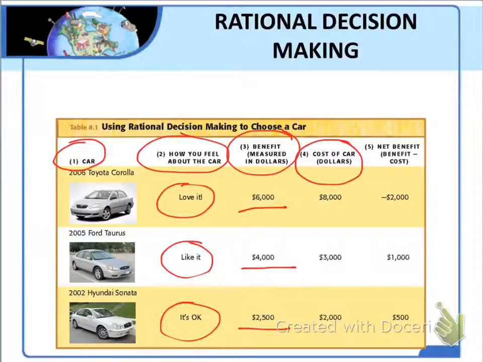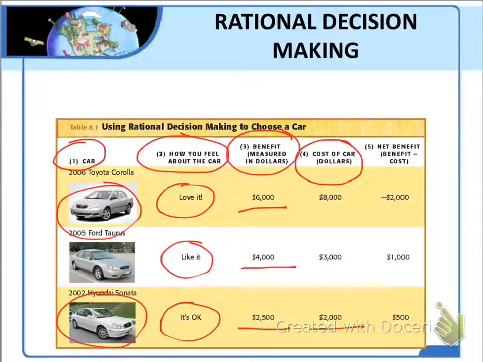Choosing among these cars, you use the information provided. Now, if you react emotionally and think only about how much you like each car, you'll fail to consider the costs, and you'll end up choosing the Toyota because that's the car that you love. If you think only about avoiding high costs, however, you'll choose the Hyundai Sonata. Why? Because it's the least expensive at $2,000. Neither of those choices, however, would make you as well off as you could be.